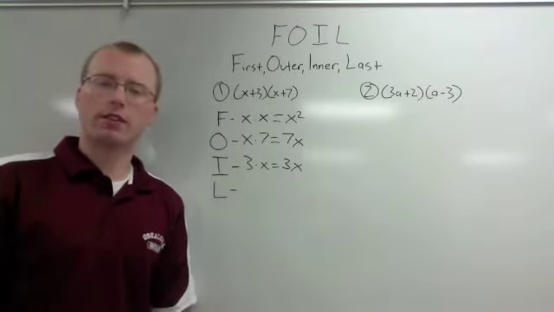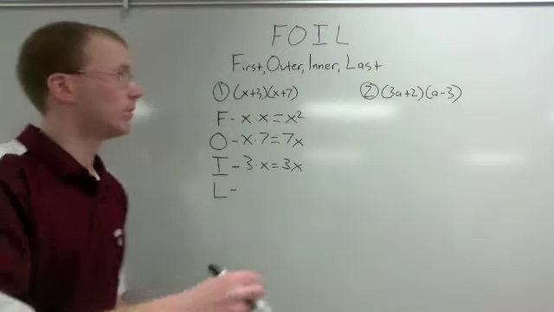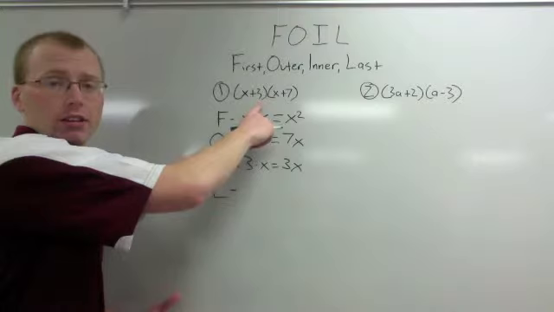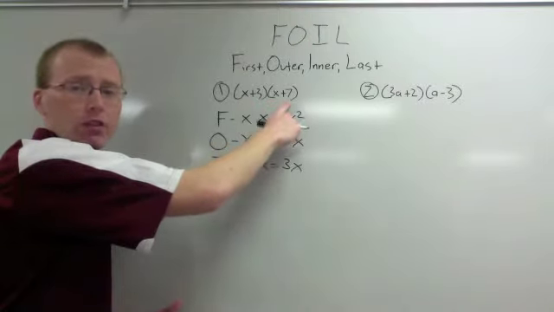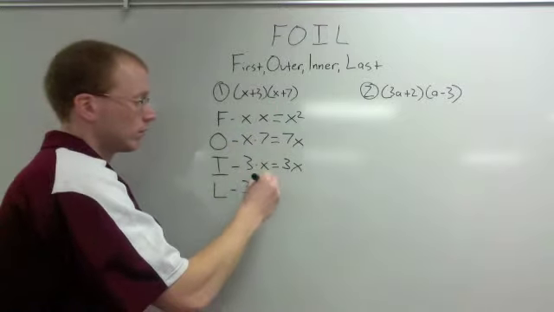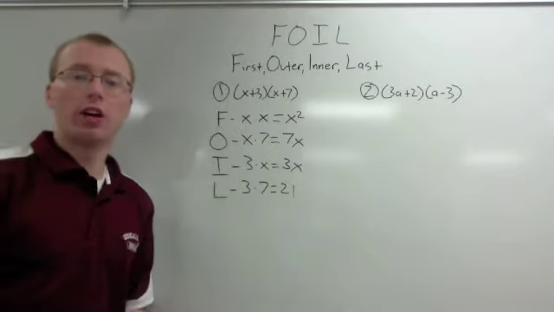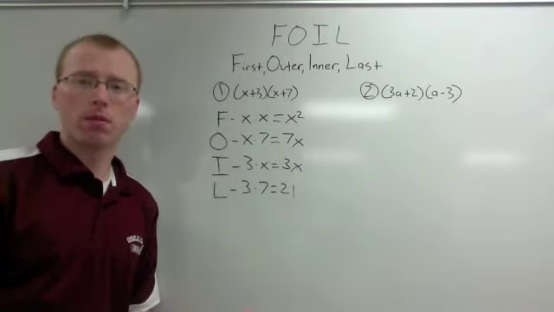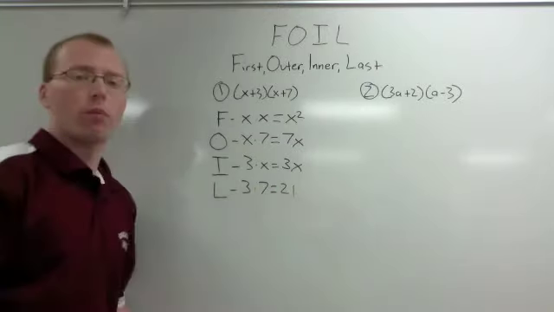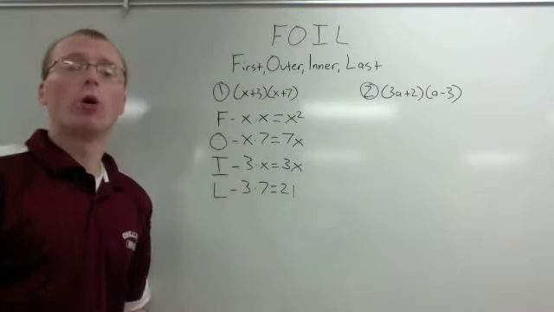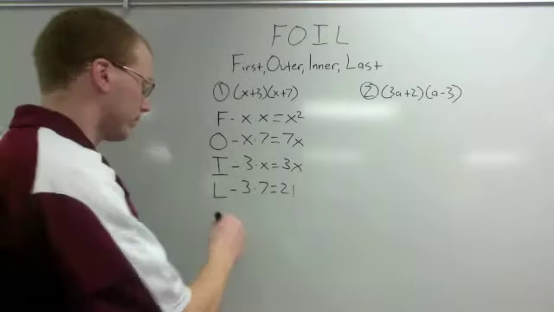L stands for last, and that refers to the last term in each parenthesis. So 3 is the last term in our first parenthesis. 7 is the last term in our second parenthesis. We multiply those two together and we get 21. We now have four products from our polynomials. We're going to add those products together, and that is going to give us our final answer.